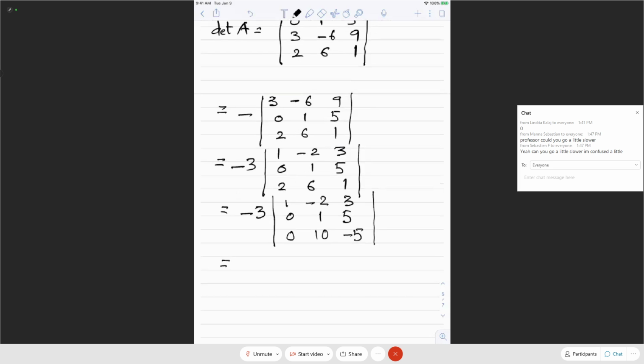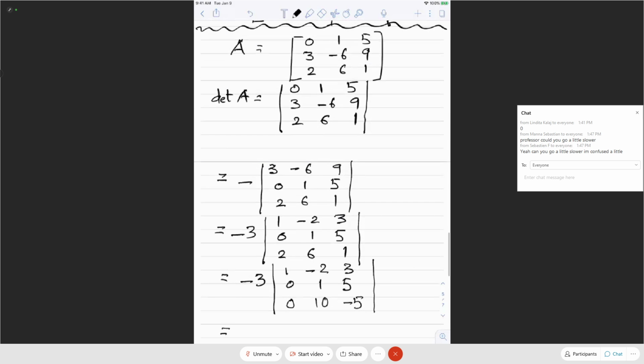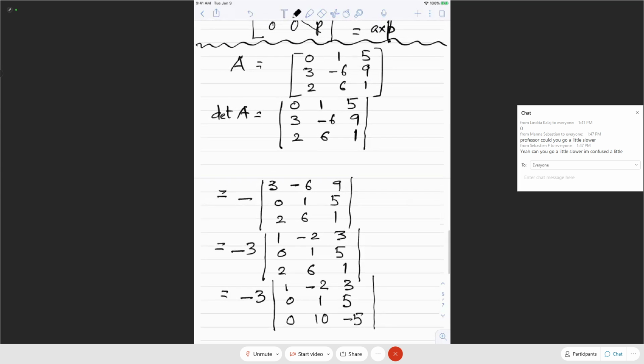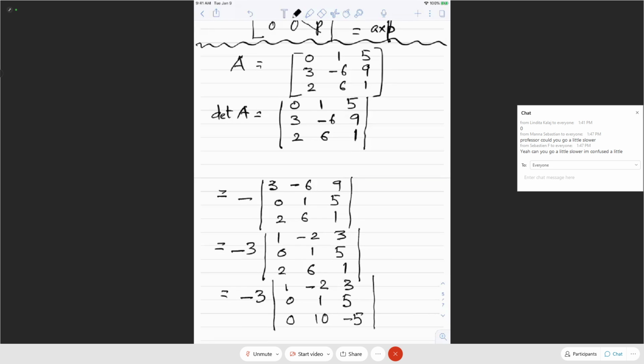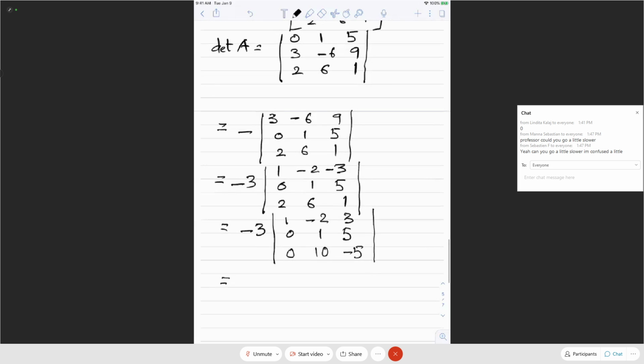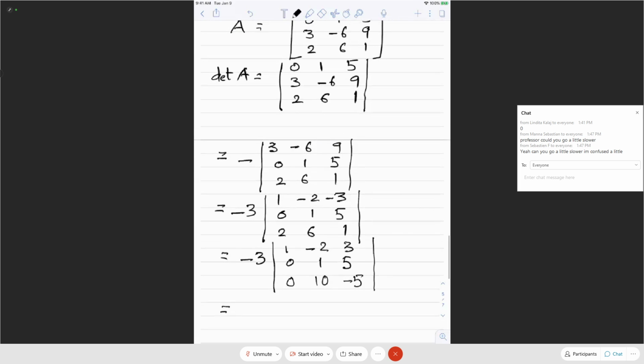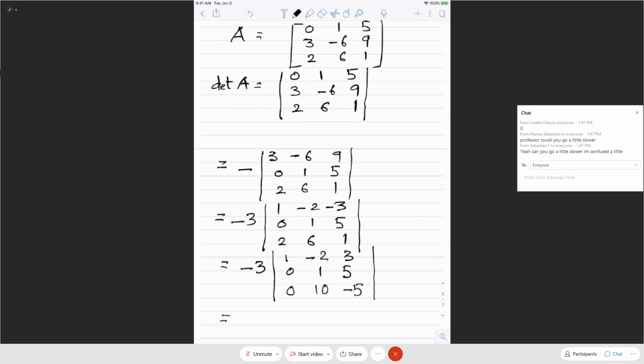No, 6 is wrong. 3, 6. Take 3 common. Oh, this will be minus 3. Minus remains as it is. I took 3 out. Then I get 1, minus 2, 3. No, this is okay. This is okay.